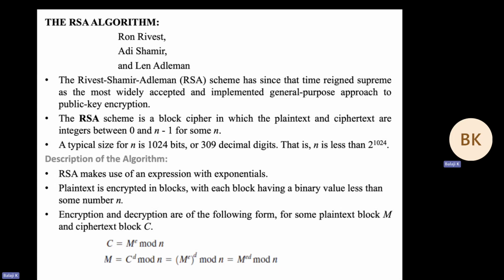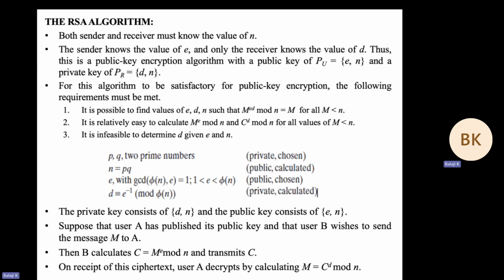Through these equations, it converts from plaintext to ciphertext and ciphertext to plaintext. For converting, we just need to know the M value, the small e value, and the n value. If we know these three values, we can convert from plaintext to ciphertext. Similarly, if we know the C value, the small d value, and the n value, we can convert from ciphertext to plaintext. But before converting, we need to know the n value, the small e value, and the small d value. Now we'll see how this algorithm works.